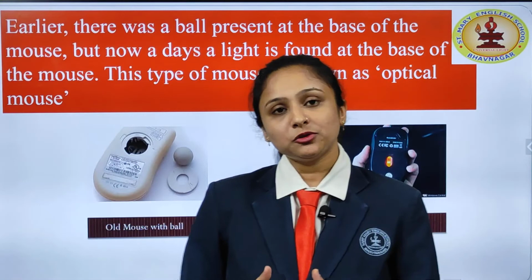Now, the third activity, the right click. See the definition and learn it. Pressing and releasing the right button of the mouse is known as right click. Which button of the mouse? The right side, see here, the right button, not the left side, this side. Pressing and releasing the right button of the mouse is known as the right click.